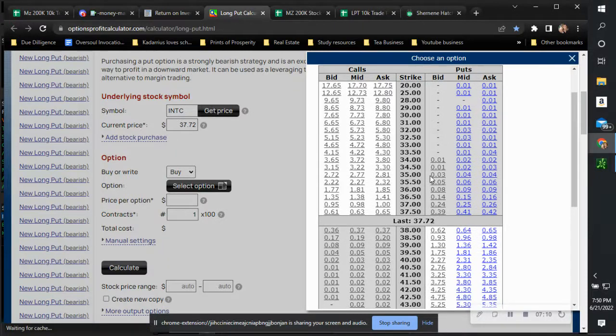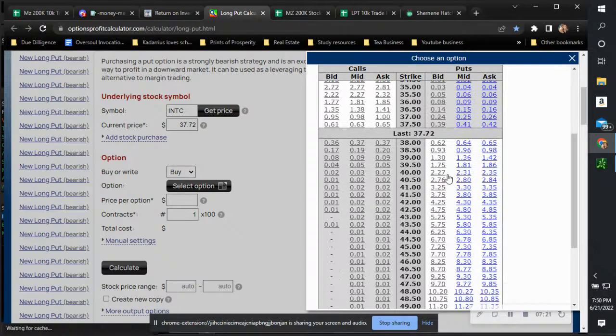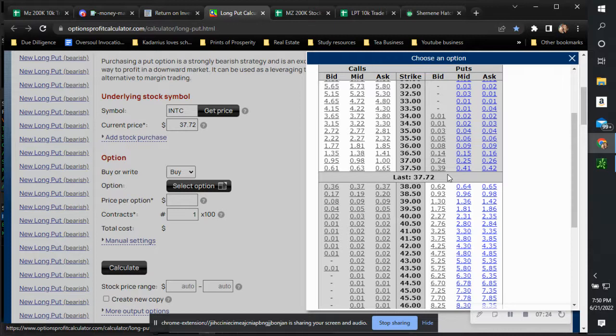And you know, I trade out of the money. I do not trade in the money. So I'm going to look for my strike according to my support and my resistance price that I just wrote down. So the resistance is 37.85 and we're at 37.72. So we're almost there.